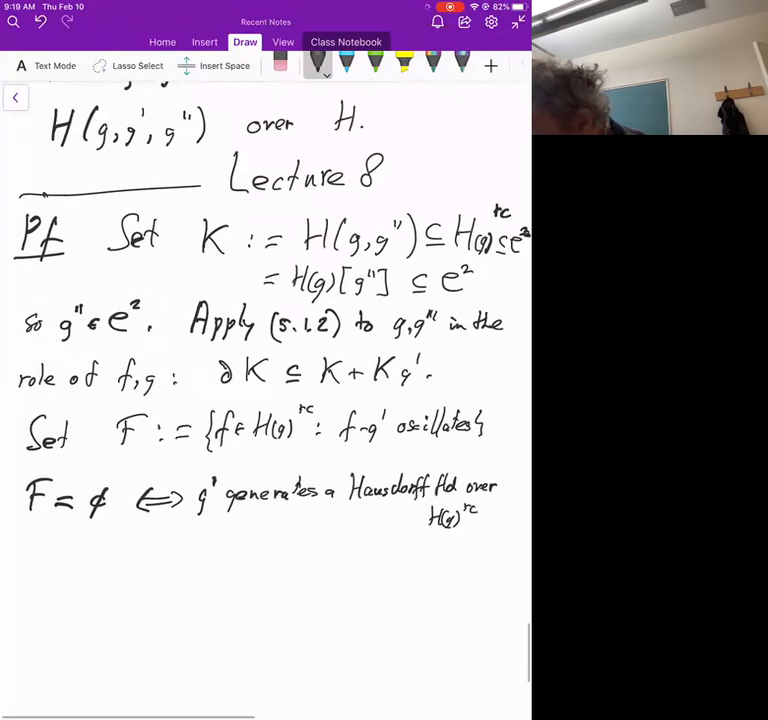Right. And in particular, this means that G prime generates a Hausdorff field over, well, H, G, G prime, G double. Only a Hausdorff field for the moment.